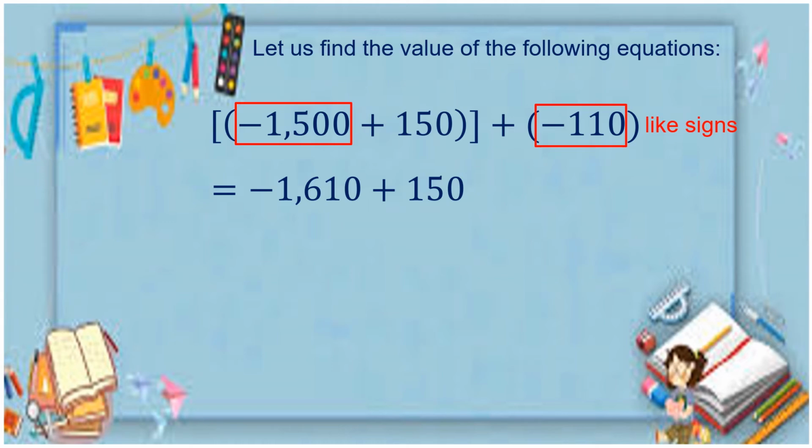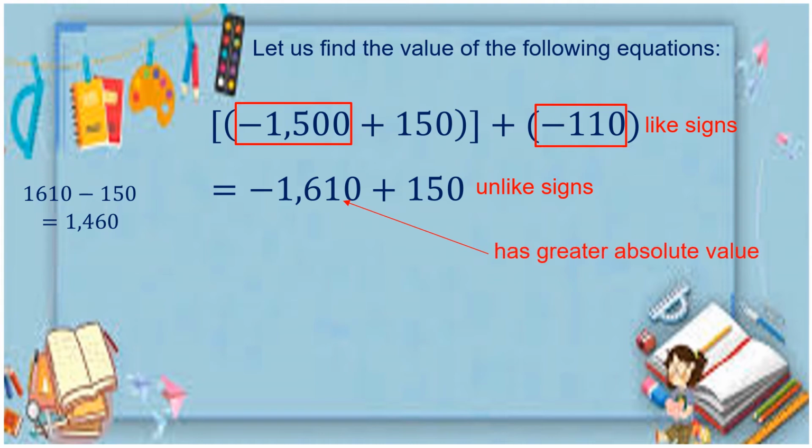Then plus 150. In here, we have unlike signs. So we are going to subtract. So 1,610 minus 150 is equal to what? Correct. It is equal to 1,460. And since negative 1,610 has greater absolute value, we are going to follow the negative sign. So we will be having negative 1,460. So that would be the final answer.